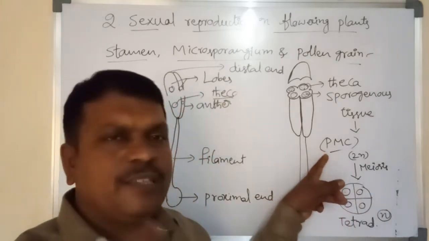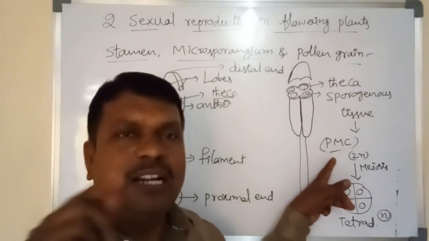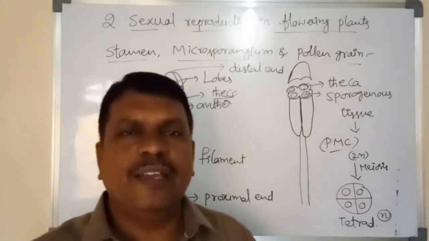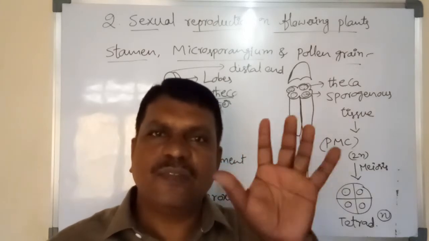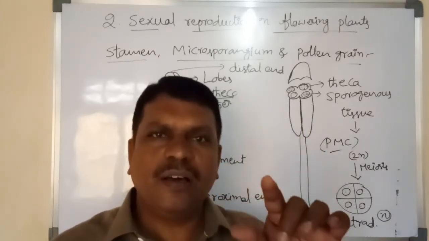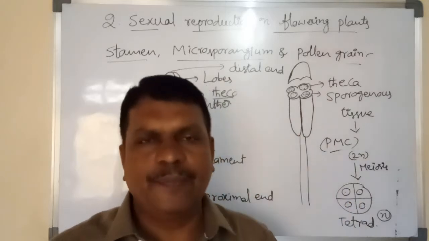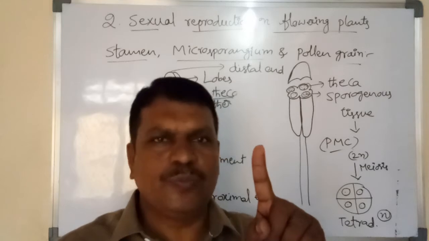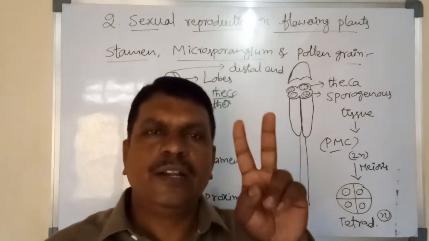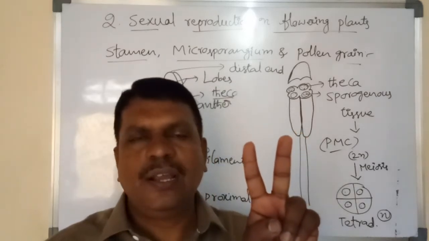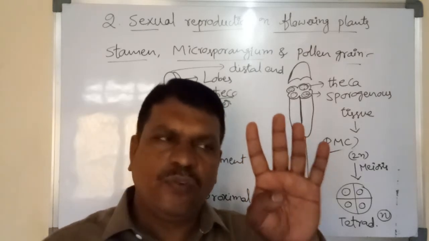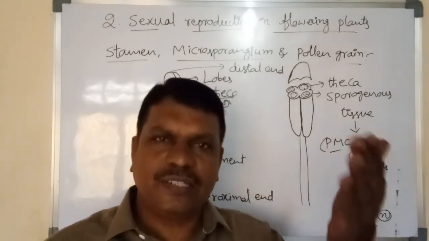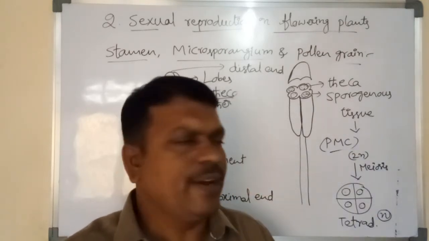Right? Each PMC, its ploidy is 2n, diploid. Because what is ploidy? Ploidy means number of sets of chromosomes. Presence of number of sets of chromosomes is called ploidy. Haploid, one set of chromosomes. One set means two chromosomes, one pair. Diploid, two sets of chromosomes. Triploid, three sets. Tetraploid, four sets. More than four sets means polyploid. Clear?